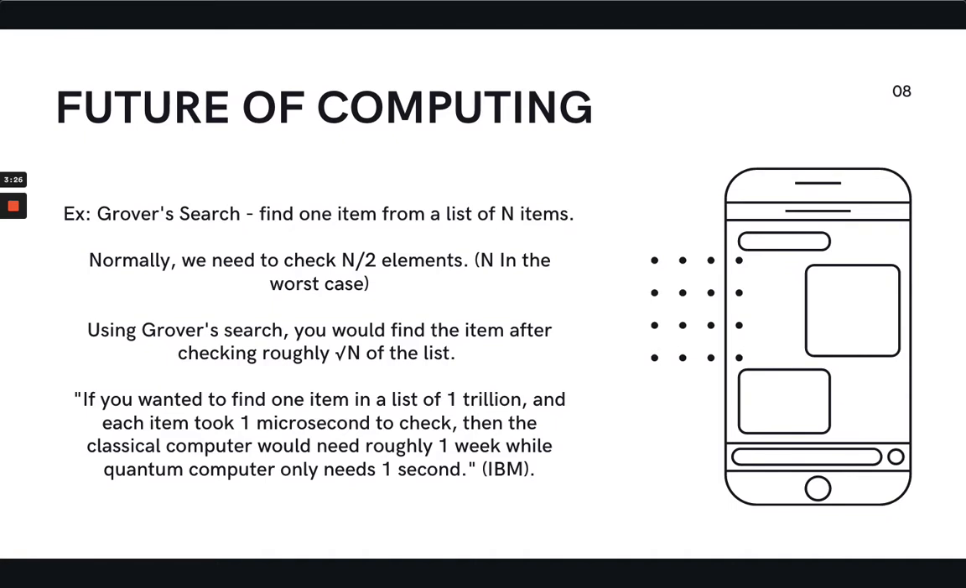Normally you check n divided by 2 elements on average. However, using Grover's search, we only need to check roughly the square root of n of the list, and qubits, in the form of a quantum computer, enable that algorithm to work. According to IBM, if you want to find one item in a list of 1 trillion, a classical computer will roughly take 1 week, while a quantum computer using this algorithm will need roughly just 1 second. And this opens up so many more possibilities for us in the future.